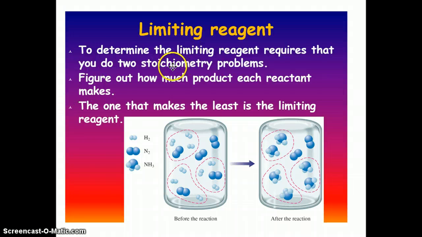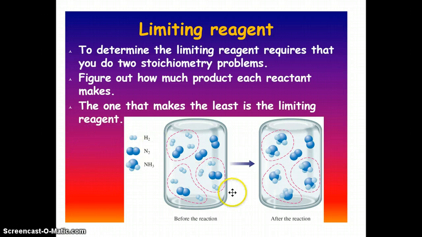All right. In order to calculate limiting reactants, you have to do two stoichiometry problems. You're going to figure out how much product each reactant would make if it were used up completely. And then the one with the smallest amount is going to be your limiting reactant. That means that's the total you can make, that smallest amount.